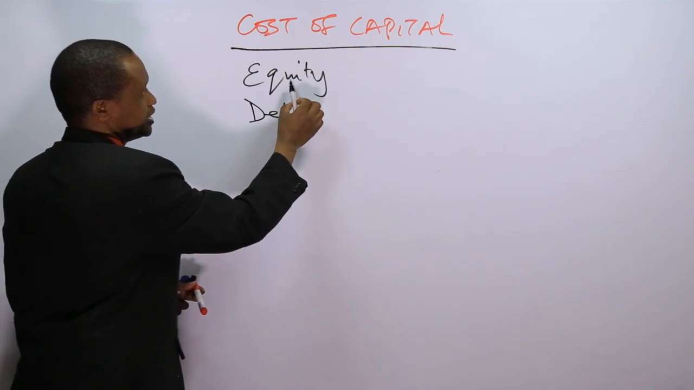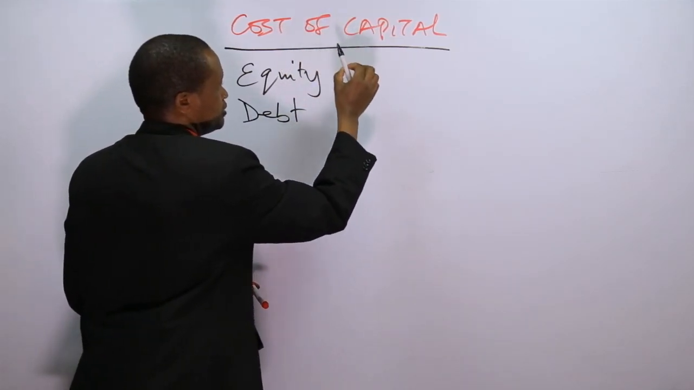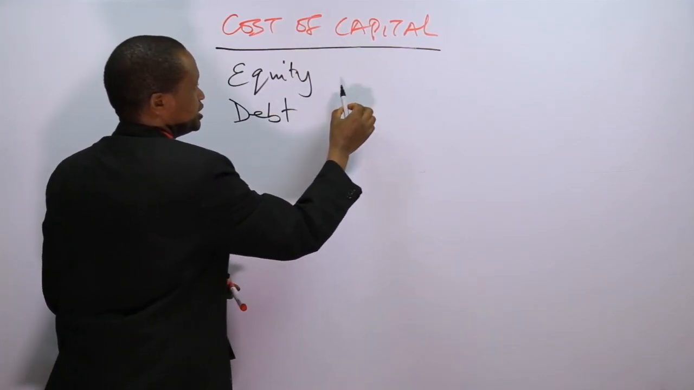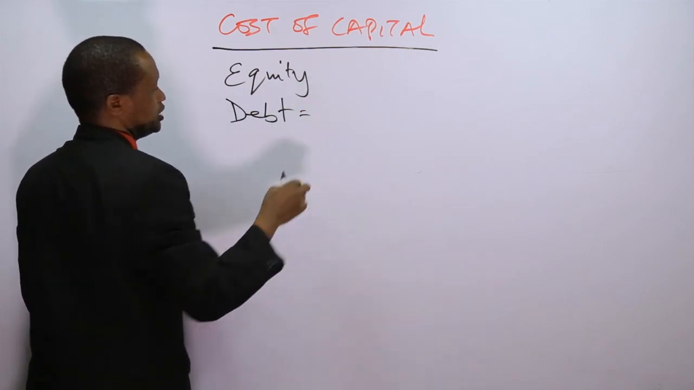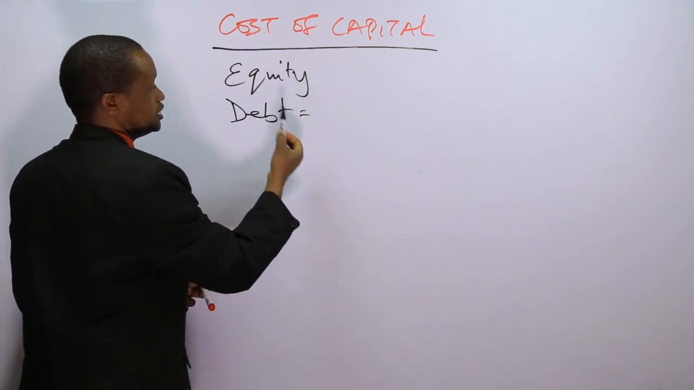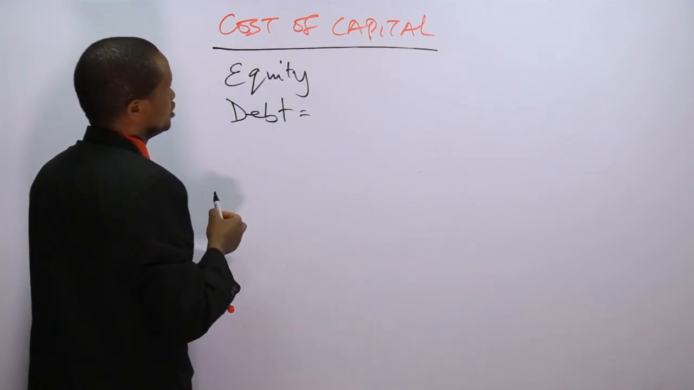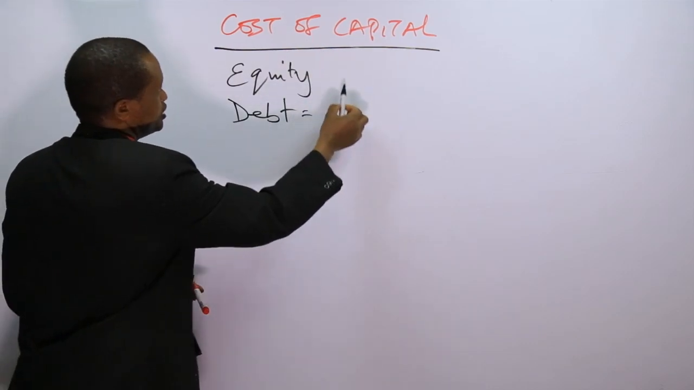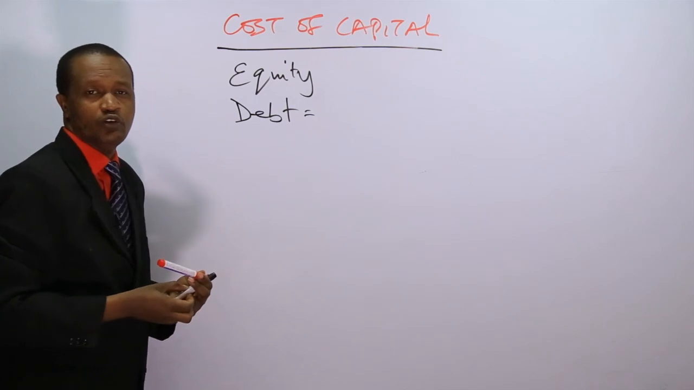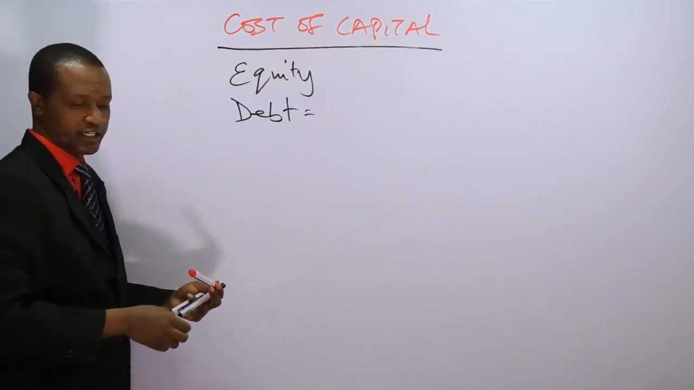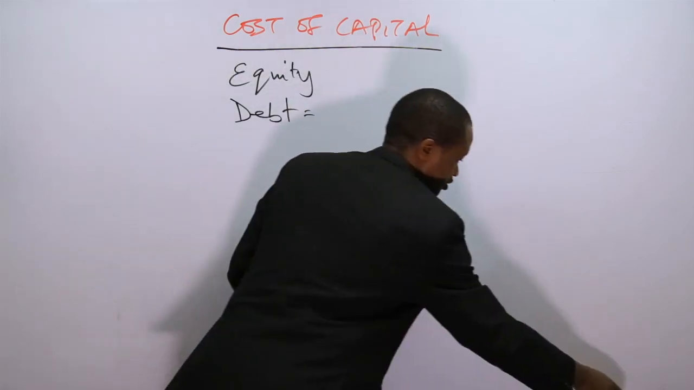So equity, we said, can take a form of ordinary share capital, reserves, retained earnings, share premium, and so on. This debt will include debentures, bonds, long-term loans, and so on. So we looked at the definition, and we also discussed the factors that determine the cost of capital. Today we want to proceed and determine or calculate.